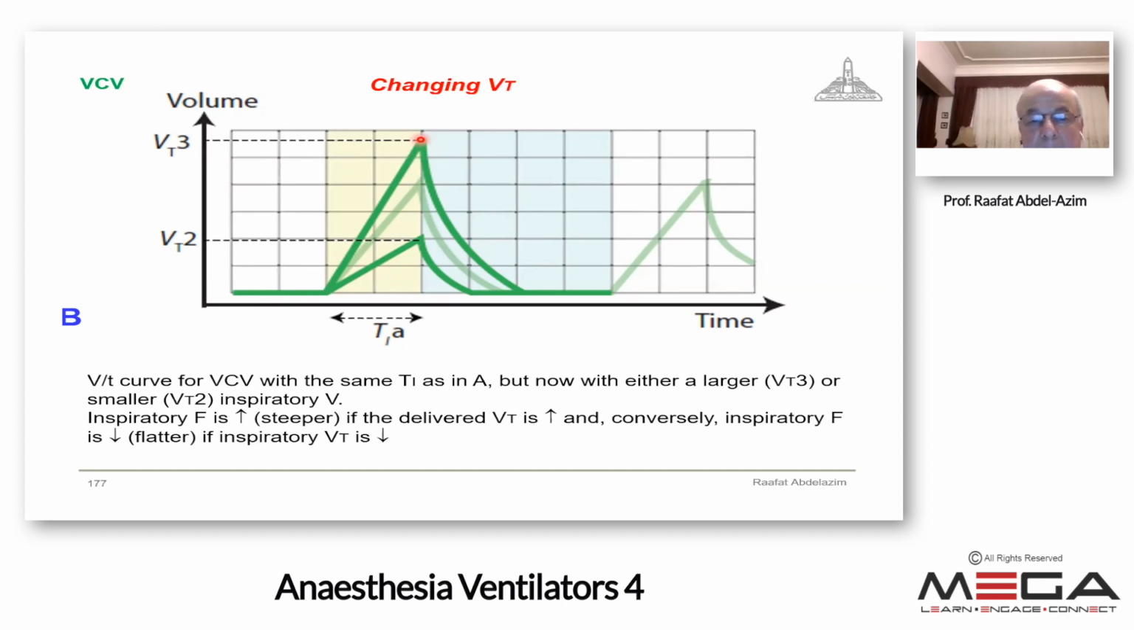So by keeping the inspiratory time constant, keeping the I:E ratio constant means keeping inspiratory time constant. By increasing the tidal volume, the flow is higher. And by decreasing the tidal volume, the flow is lower. Of course, if we keep changing some ventilator settings while not thinking about the other factors, what will happen? So consider that when you change the tidal volume, either by increasing or decreasing, you will affect the flow. Here it is steeper, and this one is flatter, slower flow.